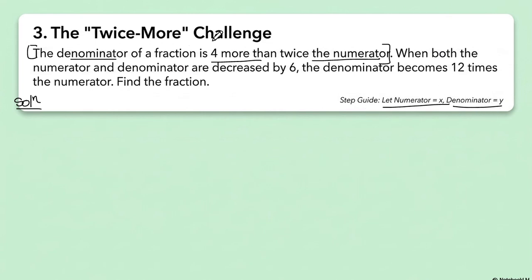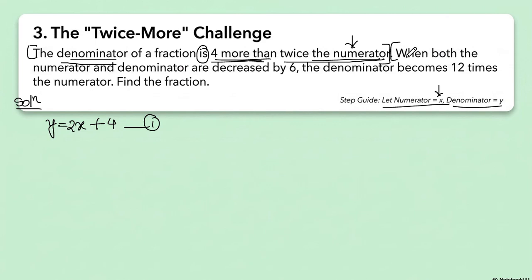Now, according to the first condition, what is given? The denominator. So denominator means what? Y. Of a fraction is, means is equal to, 4 more than. So 4 more than means plus 4. More than means plus. Now how much more? 4. But in which quantity plus 4? Twice the numerator. So twice means 2 multiply by what? Numerator. So numerator means what? X. So twice the numerator means 2 times x. Okay. So we got our first equation, y is equal to 2x plus 4. Let's keep as it is.